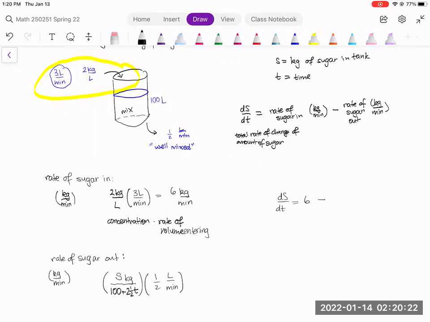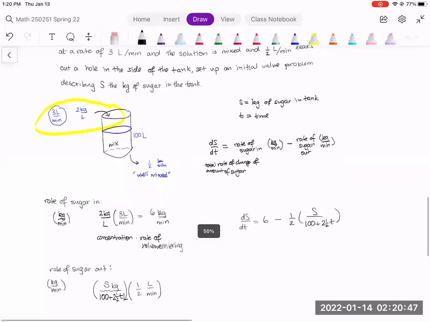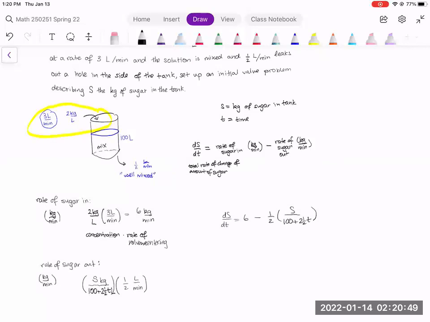Checking our units, we had kilograms per liter times liters per minute. This is going to give us kilograms per minute. So it has the correct format. So this is going to be 1/2 times S over 100 plus 2.5t. All right, woo. So this is our differential equation.